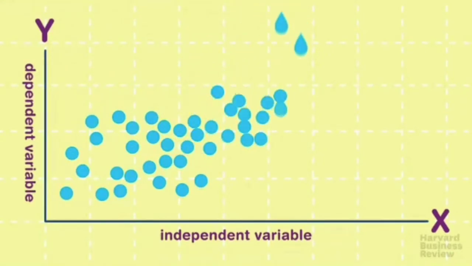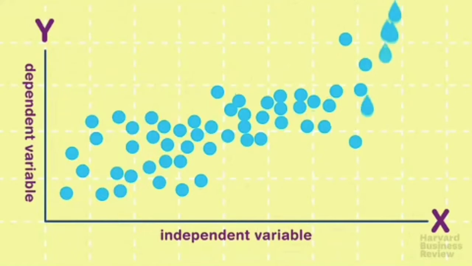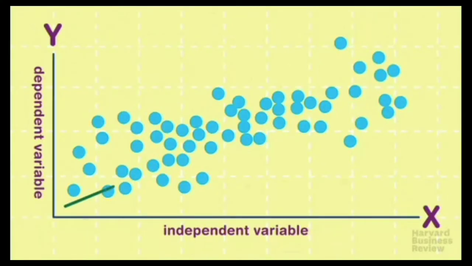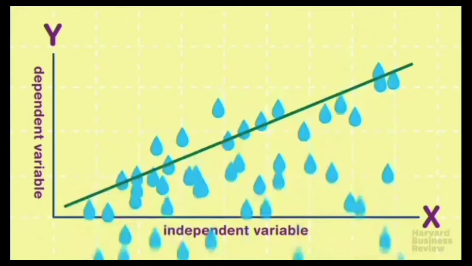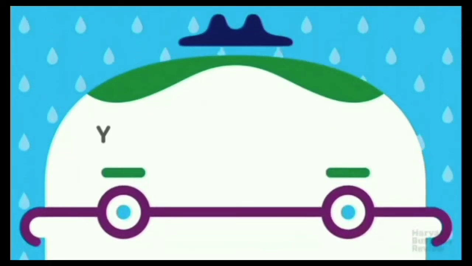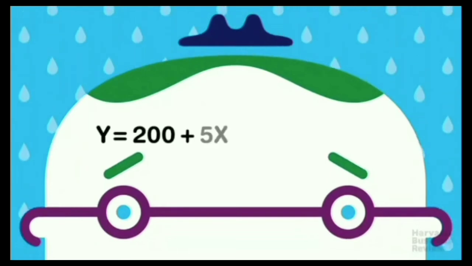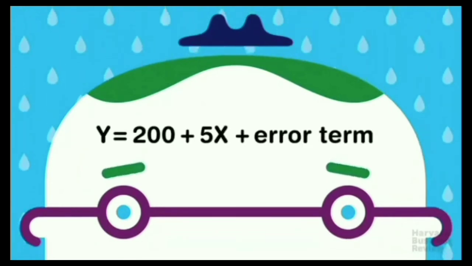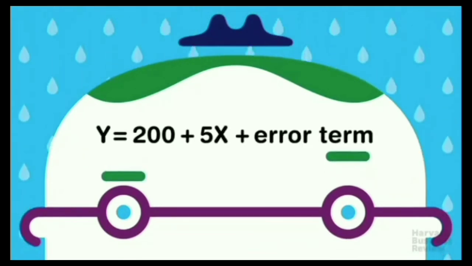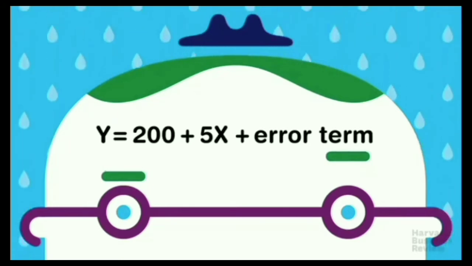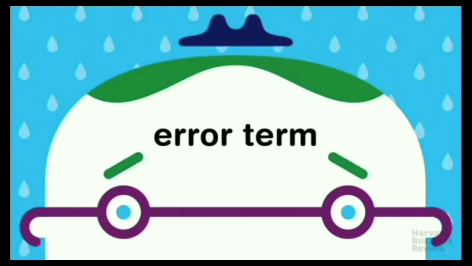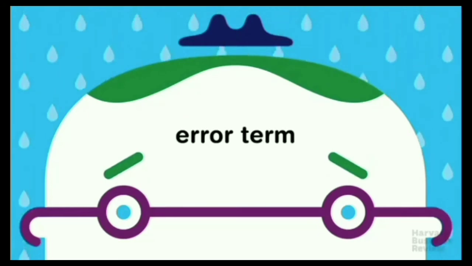But do we know how much we will sell if it rains 3 inches or 4? Imagine drawing a line that runs roughly through the middle of all the data points. This is the regression line. It will help us figure out how much we sell when it rains a certain amount. In practice, statistical software calculates it for us and creates a mathematical formula that looks like this. Remember, this is just an estimate. In real life, independent variables are never perfect predictors of dependent variables. That's why the formula includes an error term, which tells you how certain you can be.